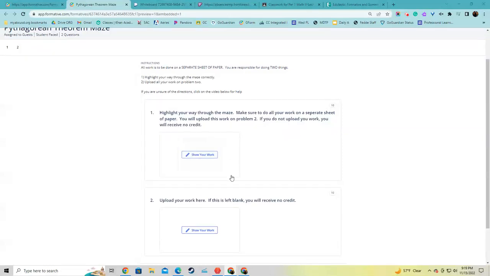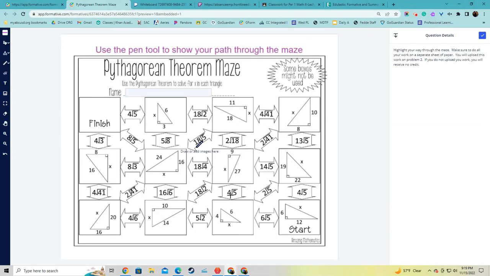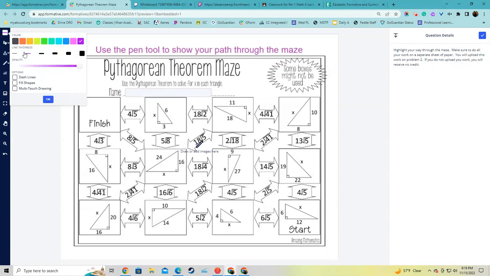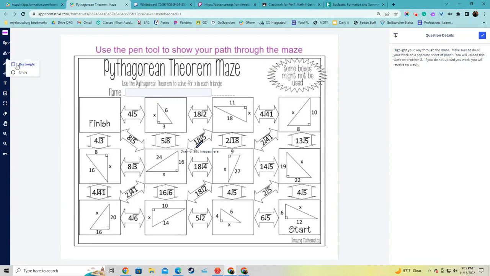Okay, so we're going to show you how to do this assignment. Right here, you have all the problems, and we're basically going to find our way through this maze. We're going to start here, and we need to finish over here. So I'm going to mess with some of the tools that we really haven't messed with too much. I'm going to make this a little bit thicker, and I'm going to go ahead and focus on where I'm starting.